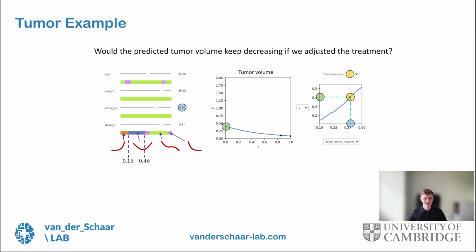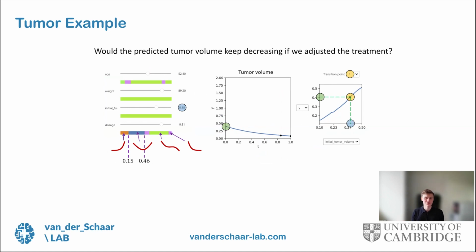So we'll now demonstrate how we can answer many meaningful questions about our model using this interface. Consider the first question: would the predicted tumor volume keep decreasing if we adjusted the treatment? This is a question on level 1 about the trend of the trajectory.